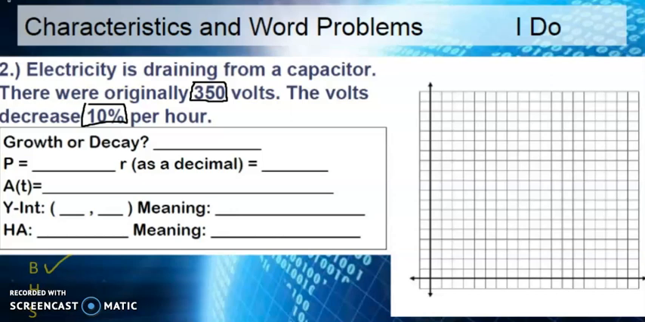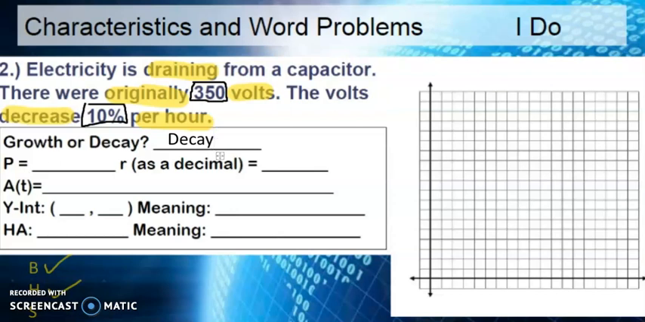Step 2, we want to highlight our key words. So the electricity is draining. And they're originally 350 volts. And the volts are decreasing 10% per hour. So we've highlighted our keywords. Okay, the S is for selecting tools. In this case, we want to identify our givens and our unknowns by filling out this box right here. So it says this draining is decreasing. That means that this function is a decay.